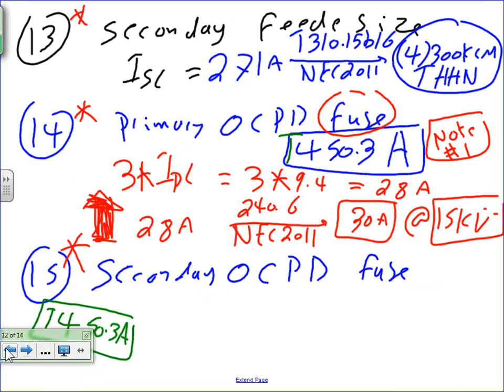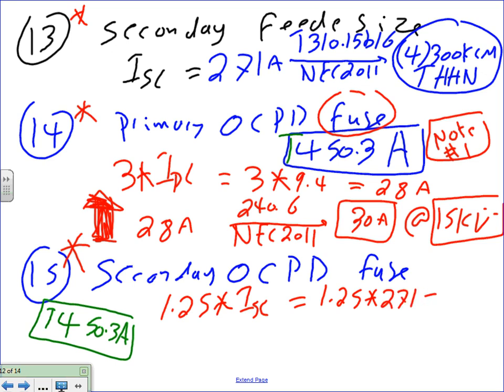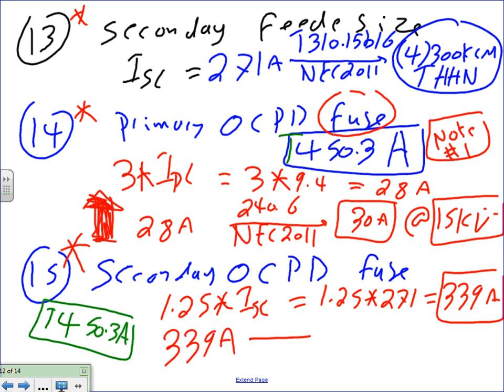I know you guys are hungry, and me too. Okay, so same thing, guys, for the bottom one. On the secondary side, though, the secondary side is a piece of cake. We're going to take 1.25 multiplied by I secondary line. 1.25 times, what was the I secondary line? 271, and that will get me a healthy 339 amps.